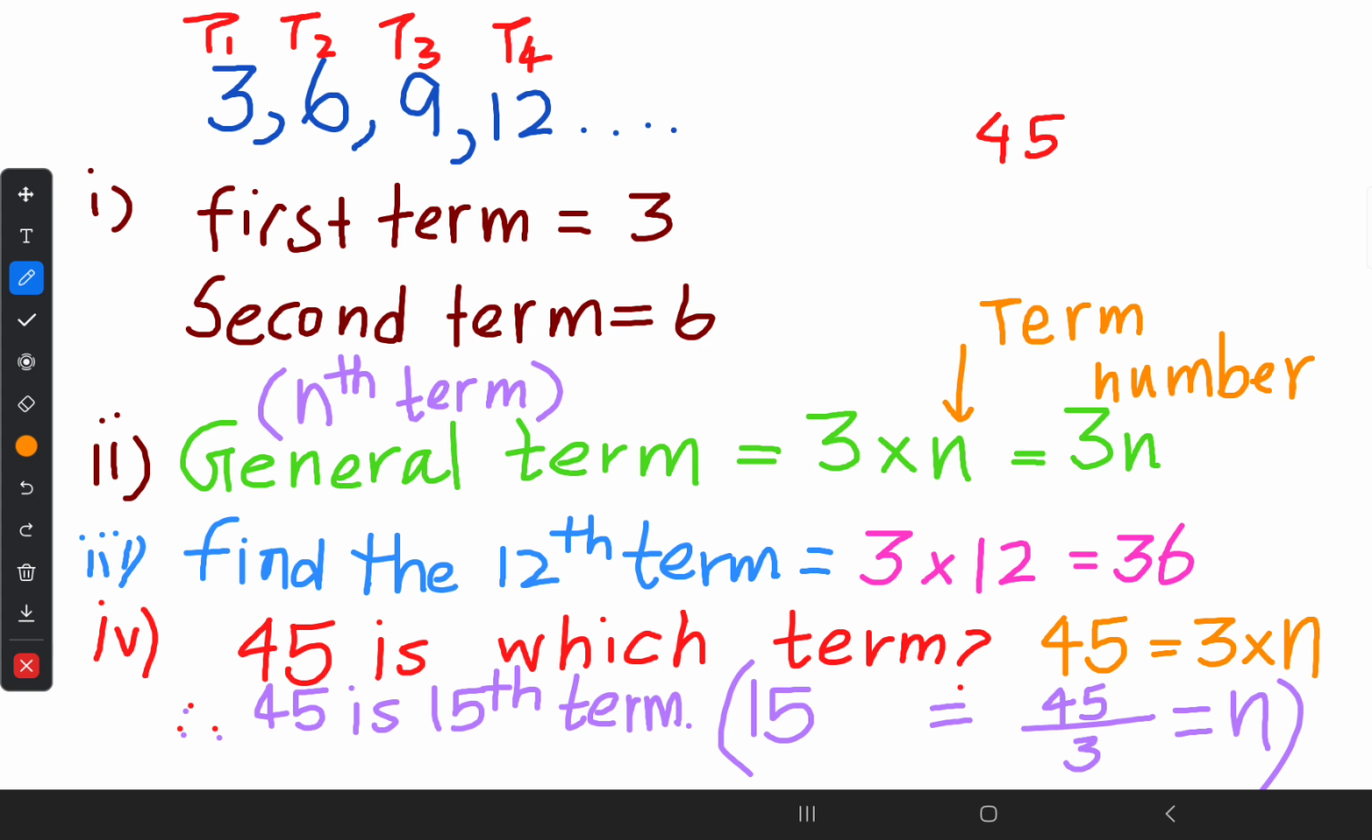Now my question: I have 45 rupees with me. How many toffees can I afford? The questions are a little different. So the key term would be which here. That's the thing you should identify in a number sequence question.